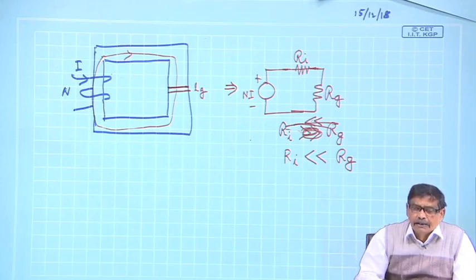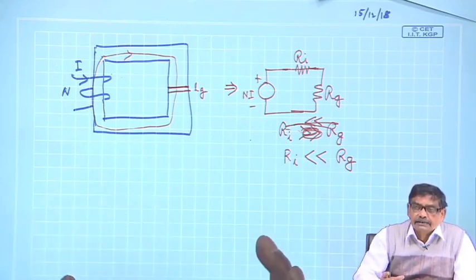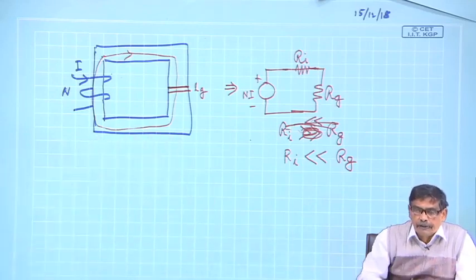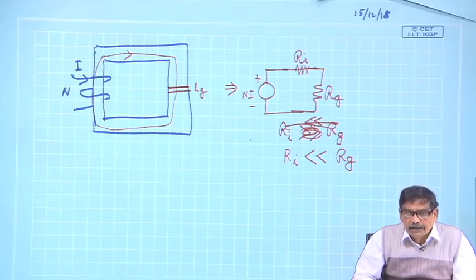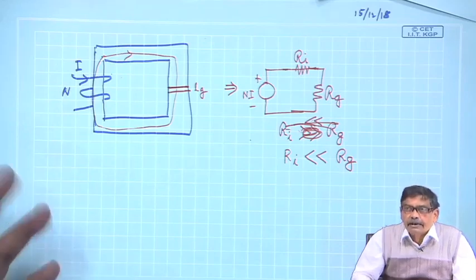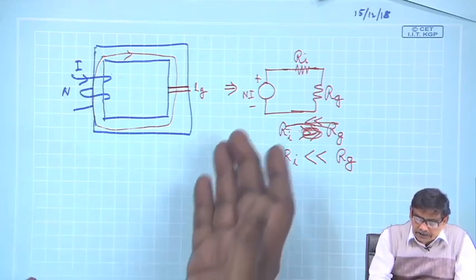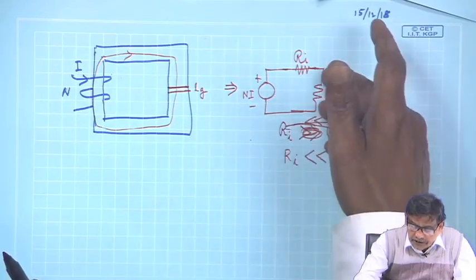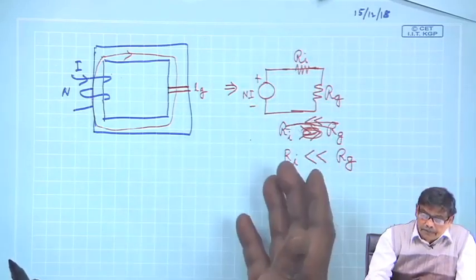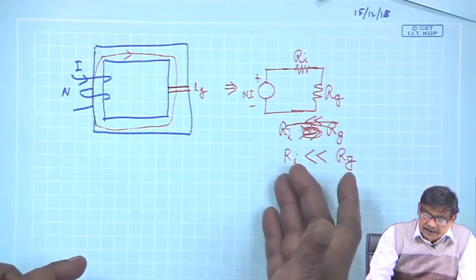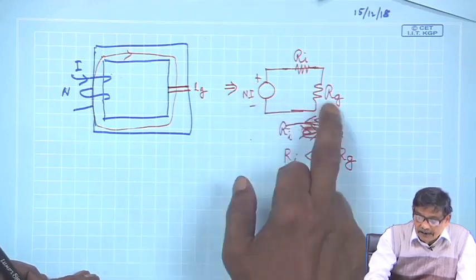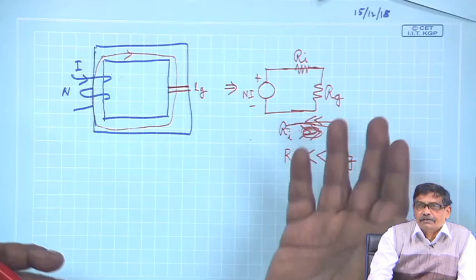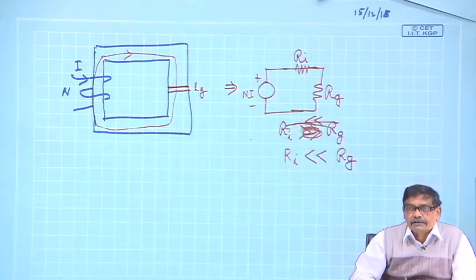Imagine a circuit having a low resistance and a high resistance in series and connected to a source. Since they are connected in series, the current will be the same. Therefore, all the voltage will appear across the high resistance. Similarly, you can assume that all the MMF will be dropped across R g. In such a scenario, if R g is many times higher than R i, you simply divide the total MMF by R g and you can quickly get the flux produced, MMF by reluctance.